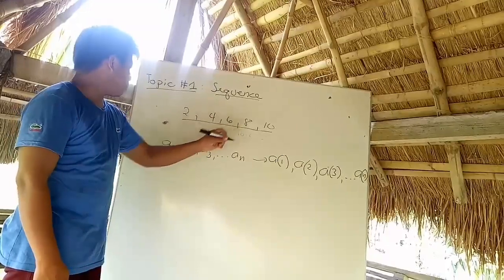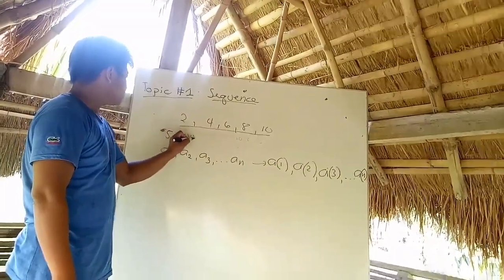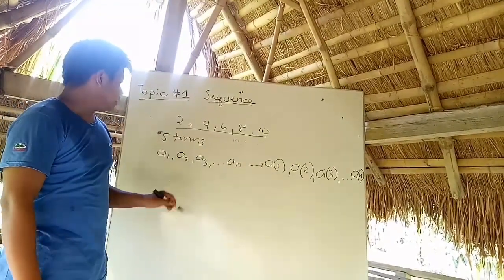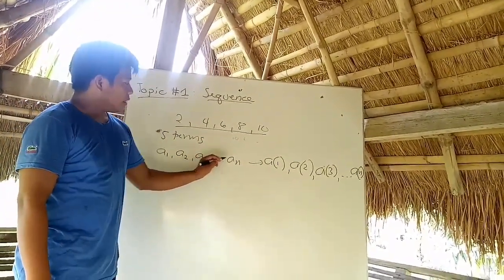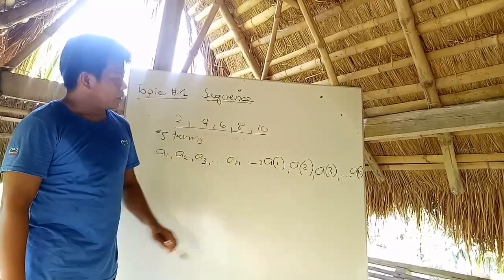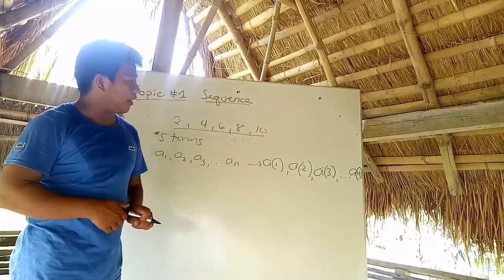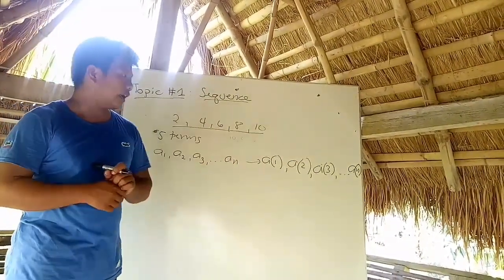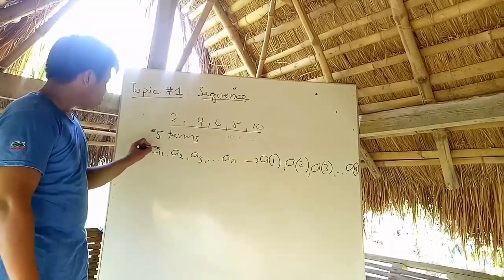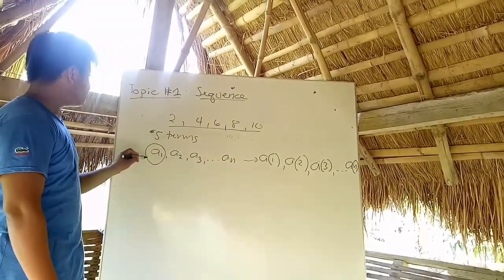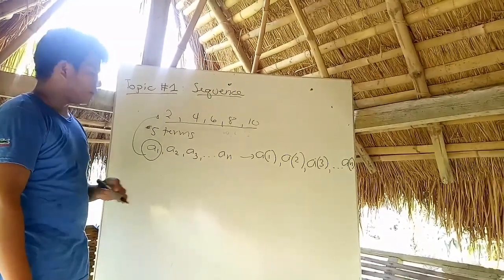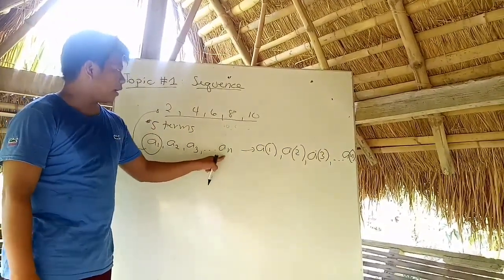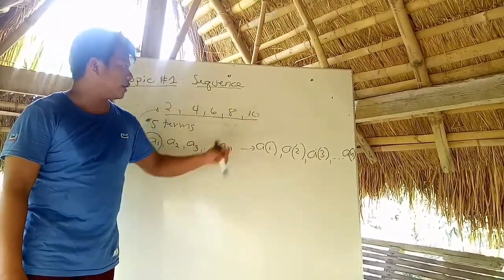Okay. This finite sequence here has 5 terms. And we use the notation a sub 1, a sub 2, a sub 3, a sub n to denote a of 1, a of 2, a of 3, and a of n. Meaning to say, a sub 1 represents the first term, a sub 2 represents the second term, and a sub n represents the last term, which is 10.